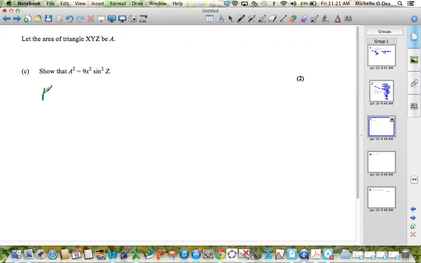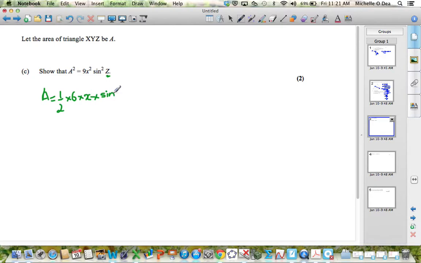So we think, well, what do we know about area of a triangle? We know it's a half ab sine C. So if I start with that, a half times a and b, in this case, will be 6 and x, because those two sides form angle Z, which we need. We can see from up here we need sine Z, so that's the angle that we're going to use.